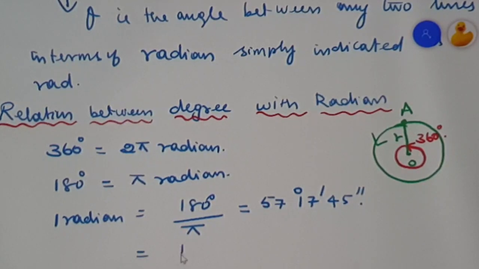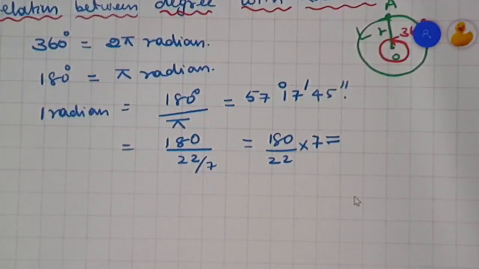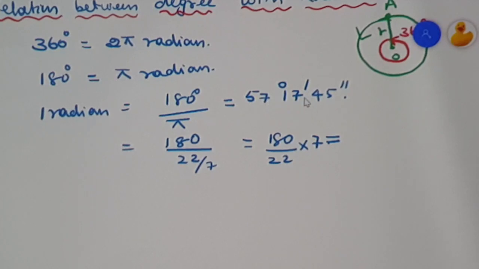How can I get this? If you want to calculate it, take 180 divided by 3.14 or 22 by 7, or you can write it as 180 divided by 22 into 7. If you simplify this, you can get the answer. See how you get this 57 degrees, 17 minutes, 45 seconds. There also I can write 1 degree is equal to 60 minutes, and 1 minute is equal to 60 seconds. The reverse you can also write.